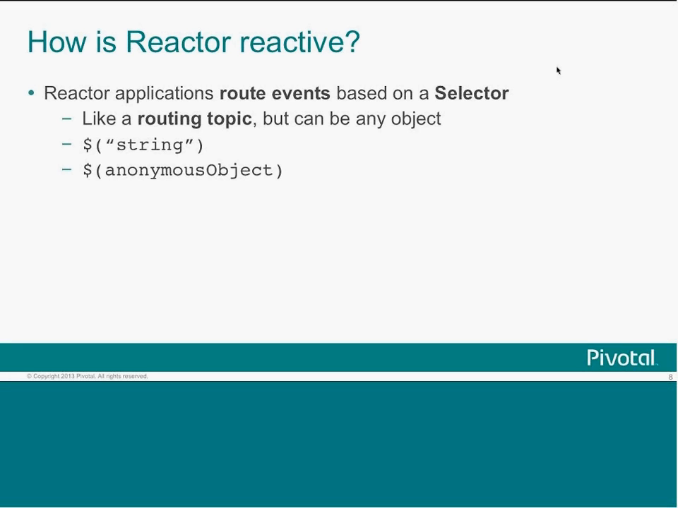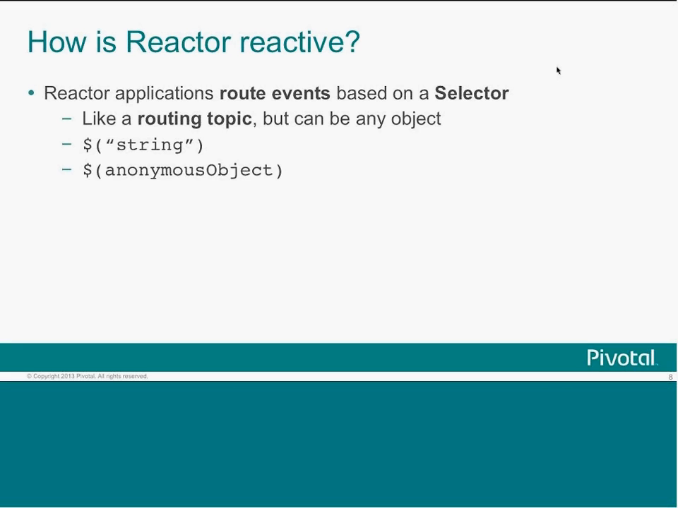So how is Reactor then reactive? How does it do reactive programming? The idea is basically that a reactor, which is an object, an abstraction inside the Reactor framework, can route events based on a selector. A selector is the left-hand side of an equation that says, here's a criteria that I'm matching against object X, right?